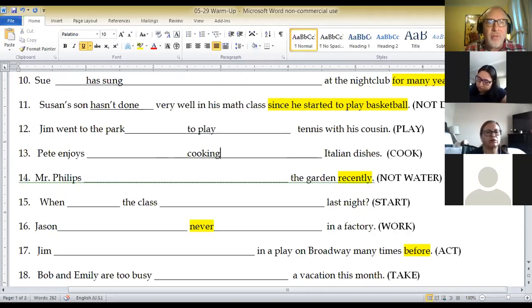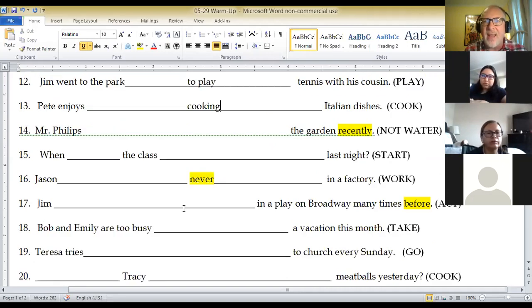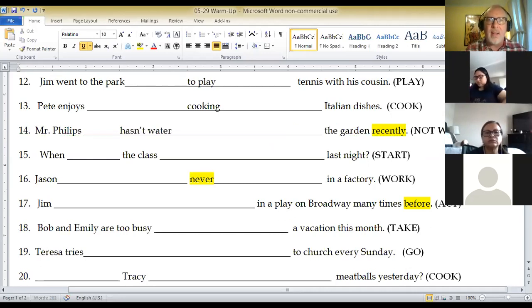The next one is about Mr. Phillips and recently. Recently is another of our keywords for present perfect, right? We had that, I think, in chapter 4. So what can we say? Mr. Phillips hasn't watered, right? He hasn't watered the garden recently. Hasn't watered. All right.